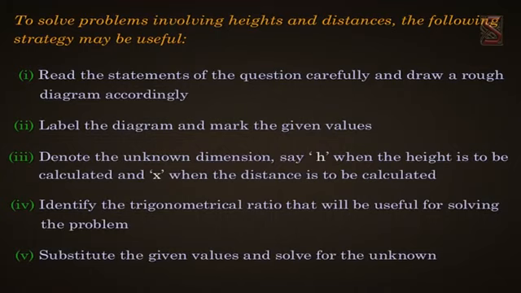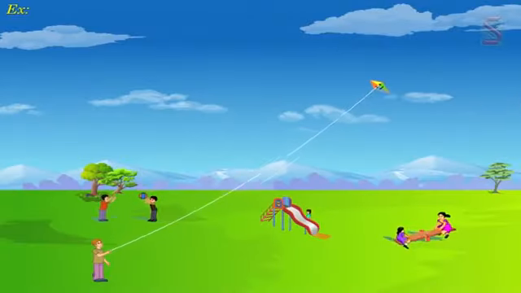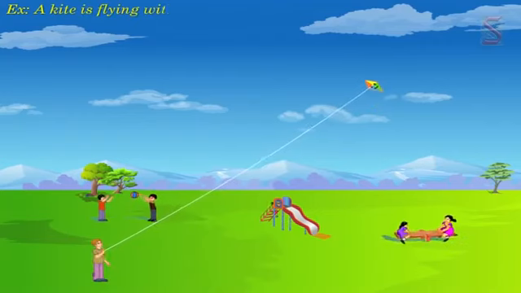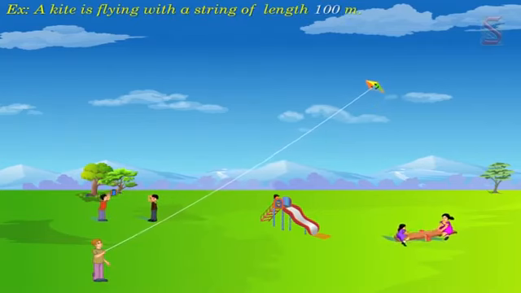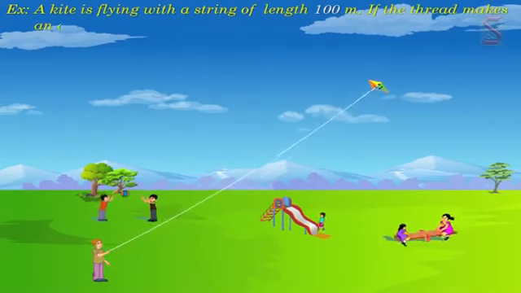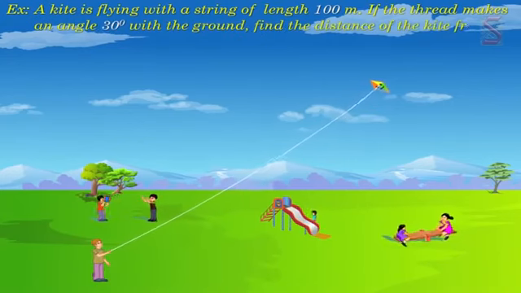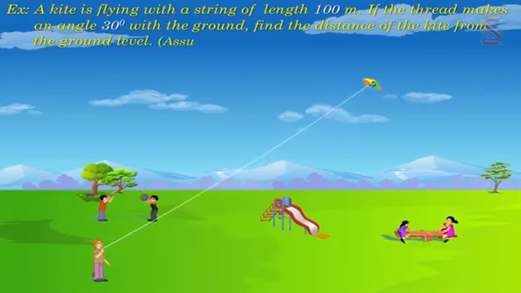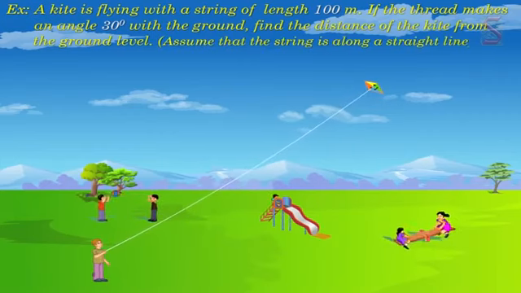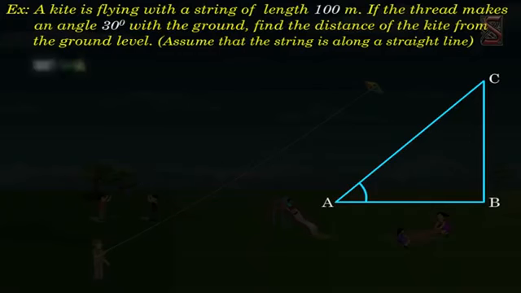Substitute the given values and solve for the unknown. Example 1. A kite is flying with a string of length 100 meters. If the thread makes an angle 30 degrees with the ground, find the distance of the kite from the ground level. Assume that the string is along a straight line. Solution. Let h be the distance of the kite from the ground level.